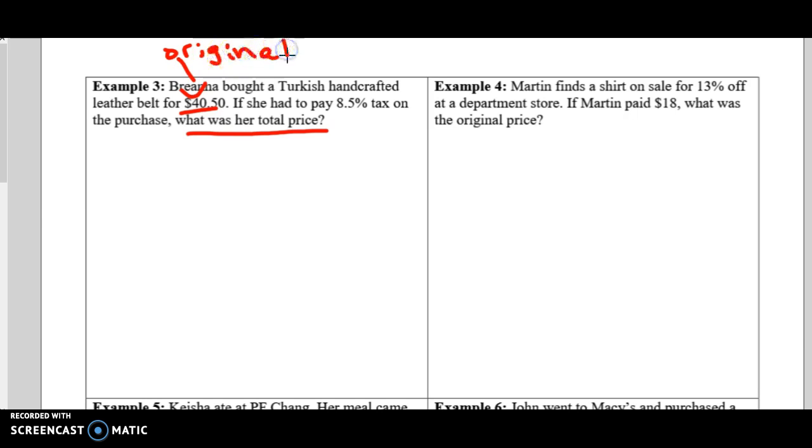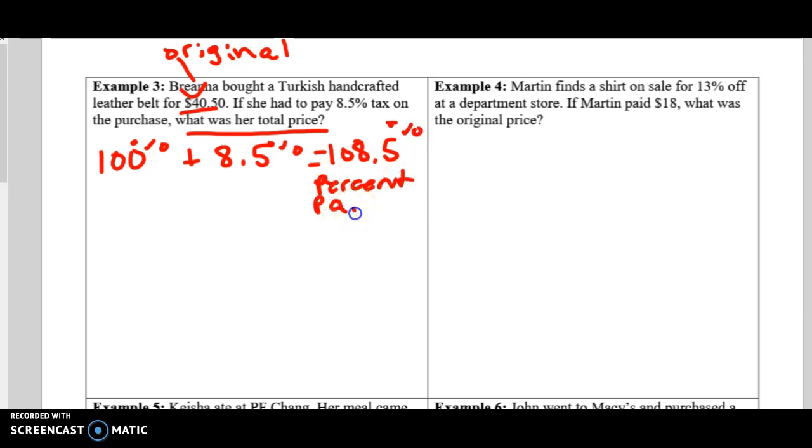I'm looking for her total price, or her new price after the tax. Because this problem is tax, that adds on to my original cost. So it's going to be 100% plus 8.5%, which means 108.5% is the percent paid.